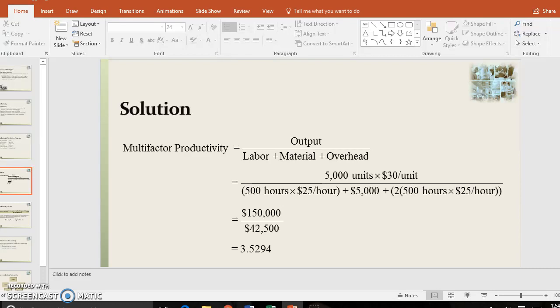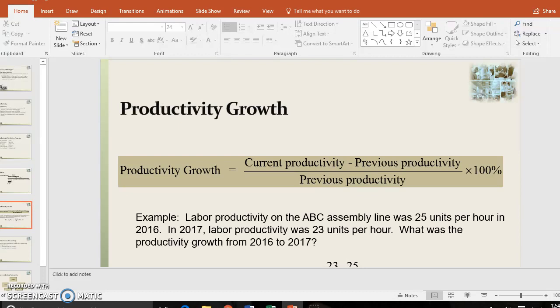We go through and we make the calculation here by simply running the numbers, plug and chug. 150,000 divided by 42,500, which is of course your labor, material, and overhead, to get a figure of 3.53. What we can say from that is we get that important multi-factor productivity rate, which is basically 3.5 units per dollar of output. Again, this is one way of looking at productivity and making inferences about it and making it useful for us to benchmark against other companies.